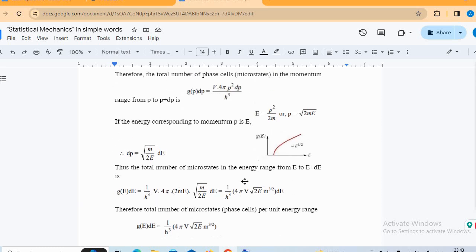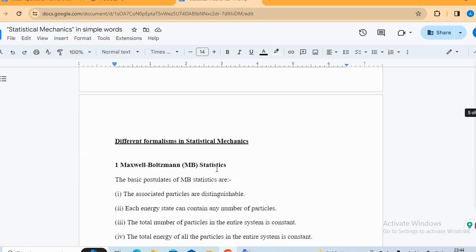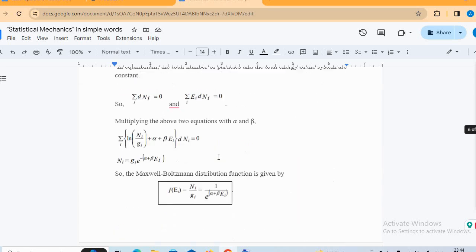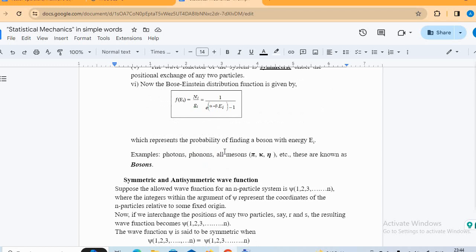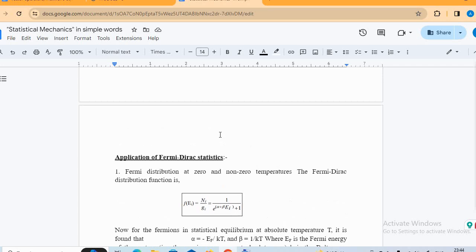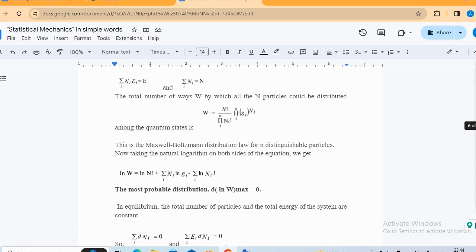Now, depending on the conditions, the bulk properties are different. Or one can think about the constituent particles. They will behave differently. For that case, there are three types of statistical mechanics which explain the properties of the individual particles. The first one is known as Maxwell-Boltzmann, the second one is known as Bose-Einstein, and the third one is known as Fermi-Dirac statistics.